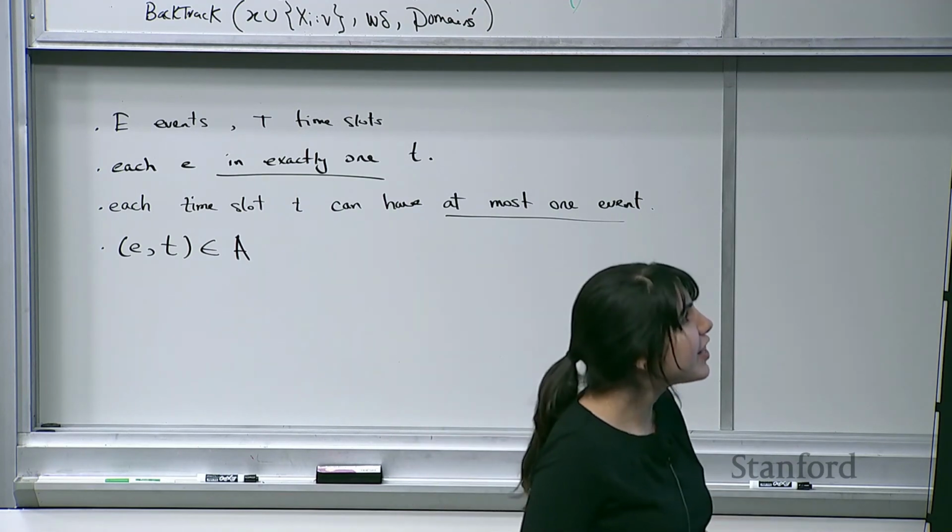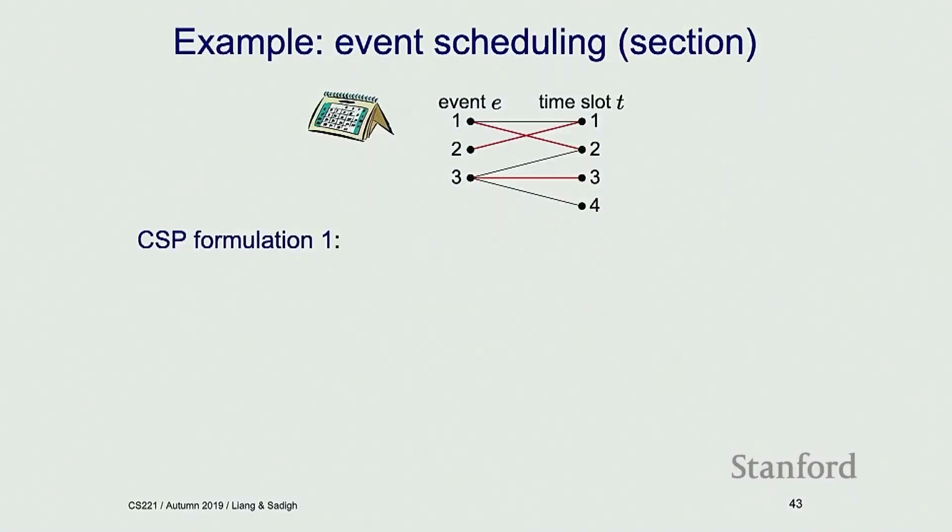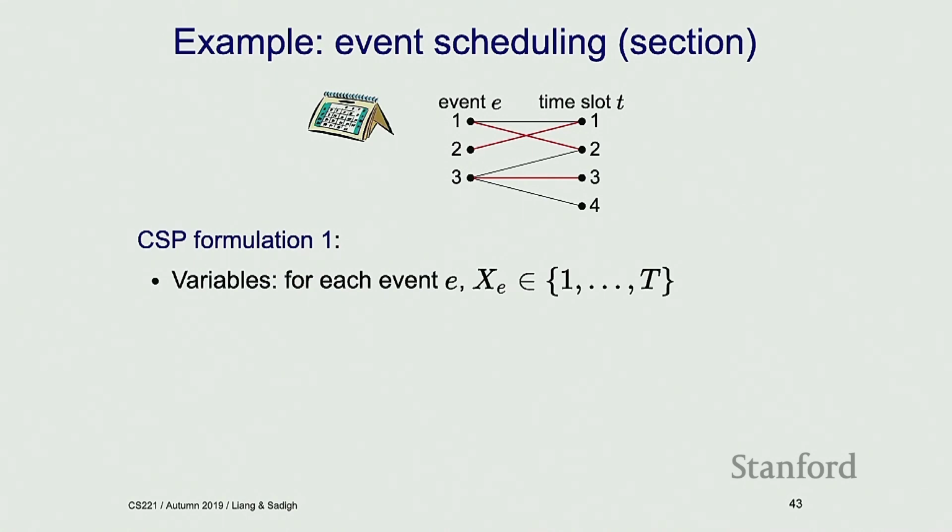Okay, so we can actually have multiple formulations for this. One formulation, maybe the most natural formulation here, is to say that my variables are going to be events. So those are going to be my XEs here. And every event can take a time slot. So the value that it's going to get is 1 through T, where we have T different time slots, okay?